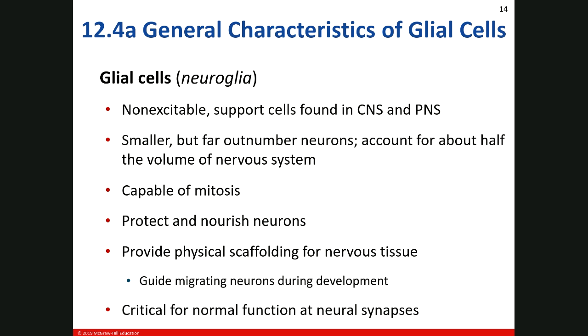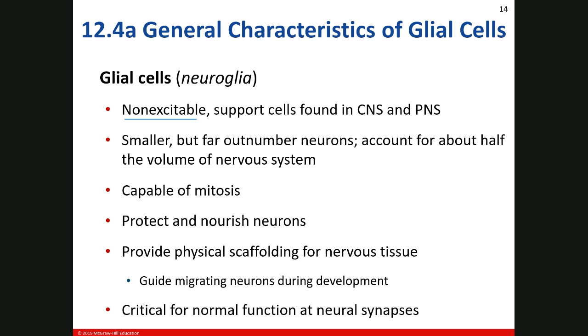All right, so for our glial cells, these are other types of cells. Think of the neuron as the superstar, like the diva, and this is the diva's entourage. These types of cells have no ability to transmit information, so they're non-excitable. Their job is to support and protect neurons. That's what they do, and we see them in both the peripheral and the central nervous system.